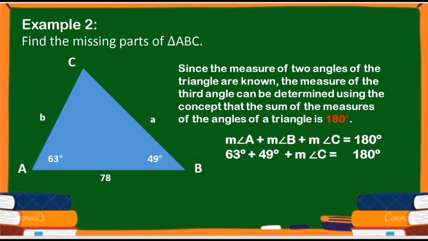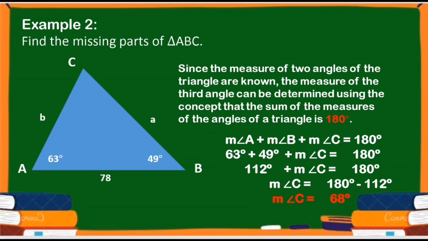Substitute: the measure of angle A is 63 degrees and the measure of angle B is 49 degrees, plus the measure of angle C is equal to 180 degrees. Add 63 degrees and 49 degrees, so we have 112 degrees plus the measure of angle C is equal to 180 degrees. We use transposition, so the measure of angle C is equal to 180 degrees minus 112 degrees. Therefore, the measure of angle C is equal to 68 degrees.